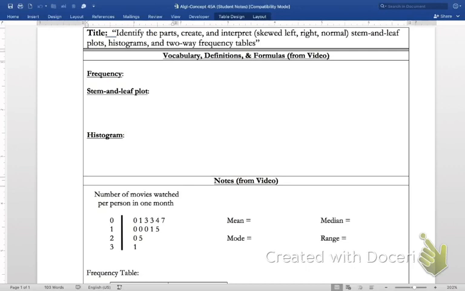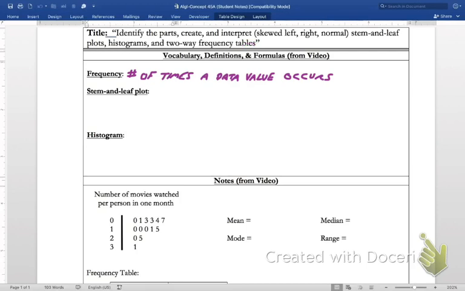So one thing we're going to talk about first of all is the definition of frequency. Frequency, and how we'll use it, is defined as the number of times a data value occurs. For example, how many times do we have the number 3 in a data set? Frequency also can mean how often.